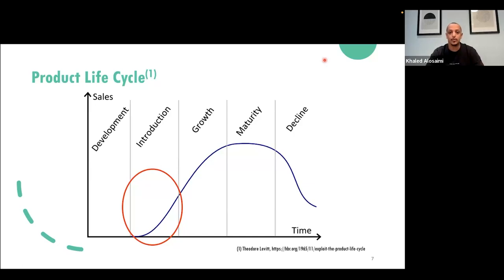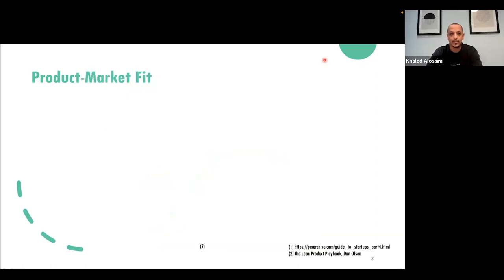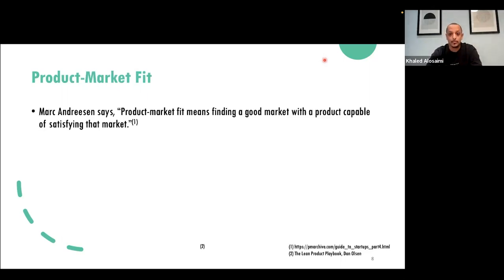At the end of the session, we'll also tap into and discuss whether it is good or okay to implement an MVP as a concept in the later stages of the product lifecycle. And why do we really need to focus on the introduction stage? Because we need the product market fit. What do we mean by the product market fit?